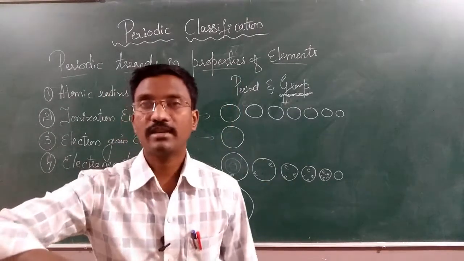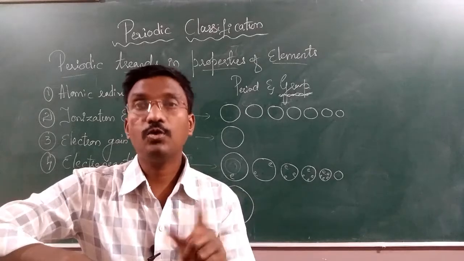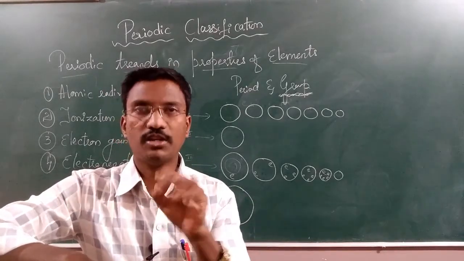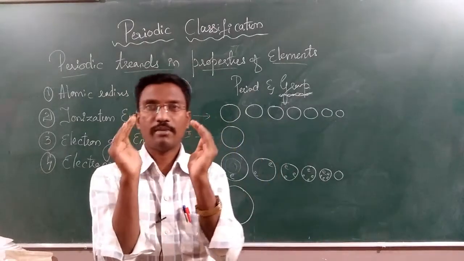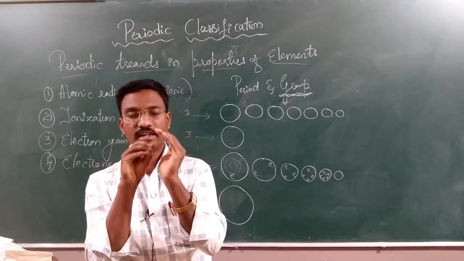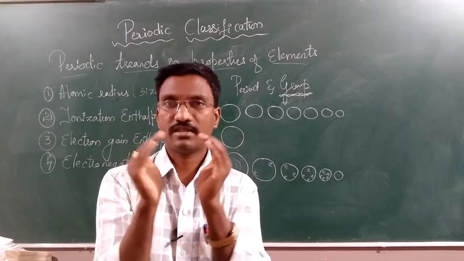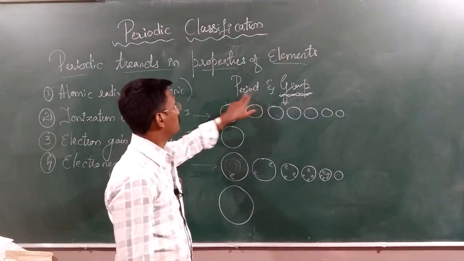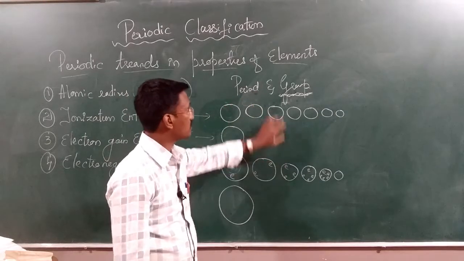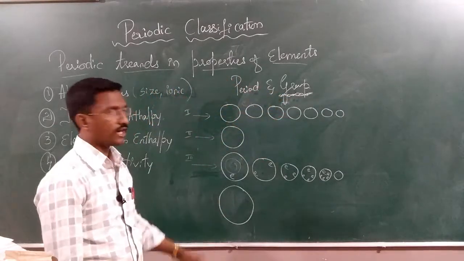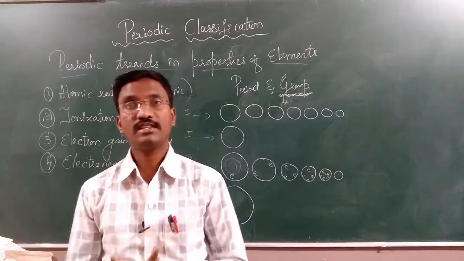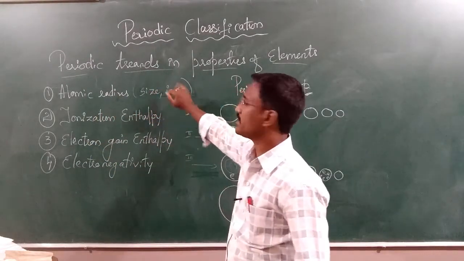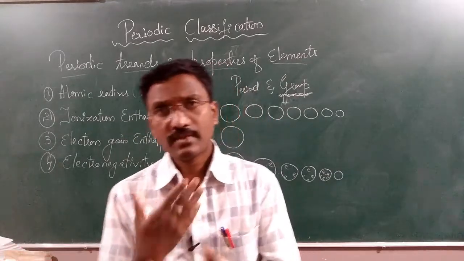So across the period, atomic size decreases due to the increase in the number of electrons in a particular shell. In a particular shell the number of electrons increases, electrons being negatively charged, and in the middle the nucleus contains the positively charged protons, therefore atomic size decreases. Are you getting this one? So this is the reason why atomic size decreases across the period and increases down the group. These are the reasons for atomic radius, atomic size, ionic radius and ionic size.